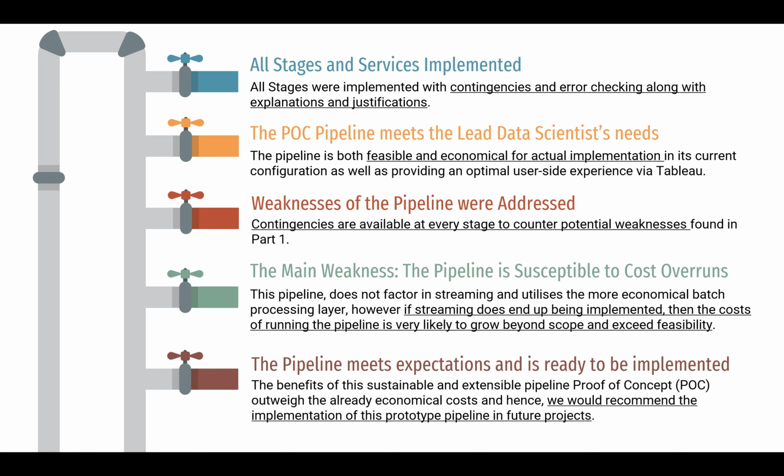But we also must note that there was still a main weakness. The pipeline is susceptible to cost overruns, as some have experienced before. And on our end, if streaming does end up being implemented, then the cost of running the pipeline is likely to grow beyond scope and exceed feasibility. But ultimately, we'd like to say that the pipeline has met expectations and is very much ready to be implemented. We would recommend the implementation of this prototype pipeline in future projects. With that, thank you very much for your attention.